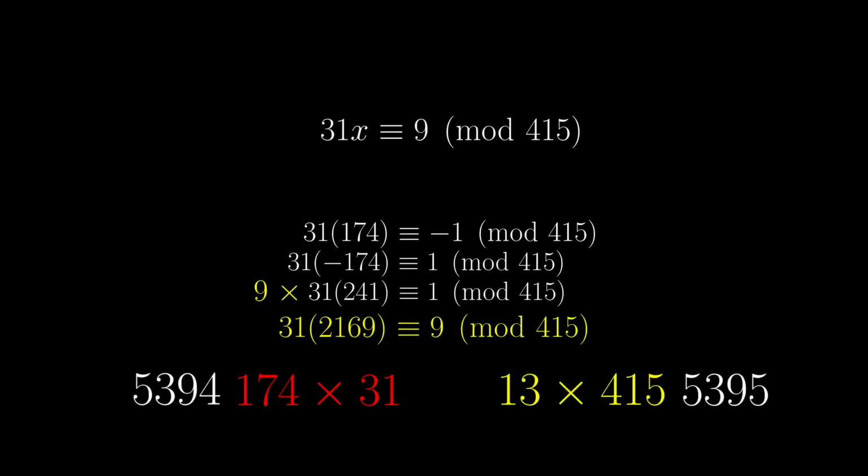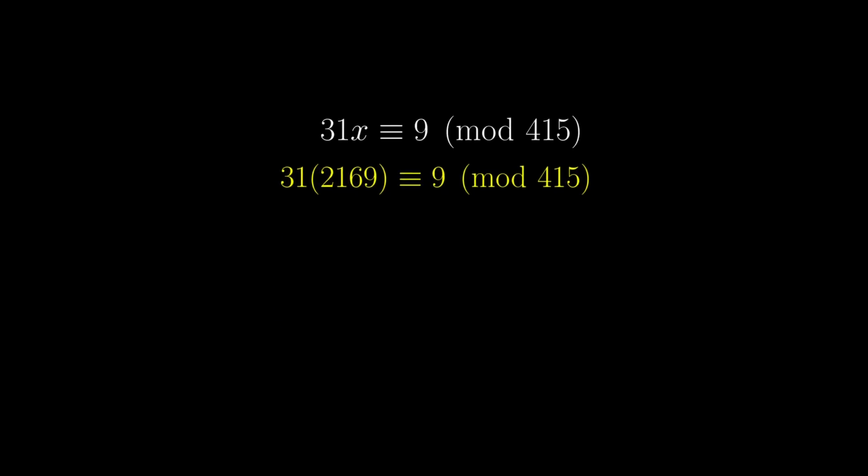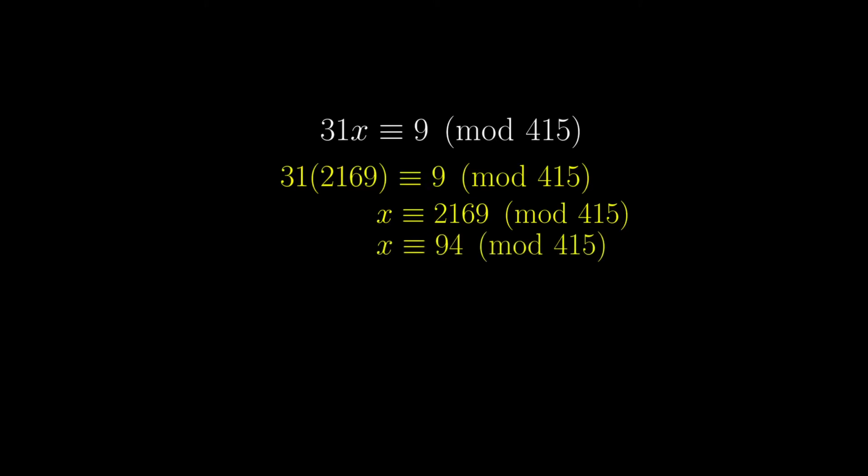Finally, multiply both sides by 9 to get this yellow congruence relation. So by comparing with the original equation we started off with, we get x congruent to 2169 modulo 415. This is a valid solution, but you might want to make it smaller. This is done by considering its remainder when divided by 415, so we can get an equivalent solution. If you don't believe me, you can check that this equation is true.